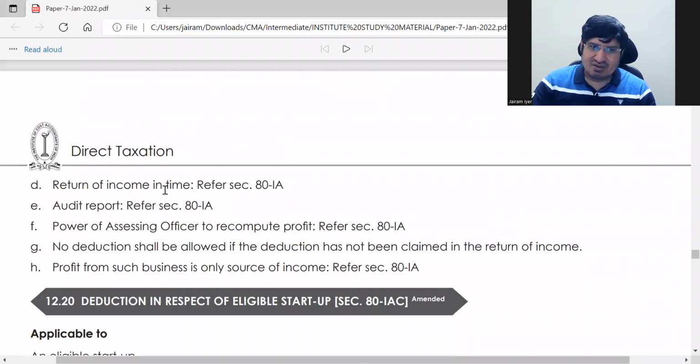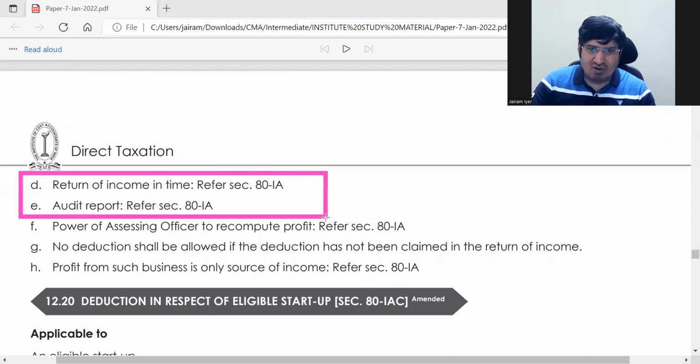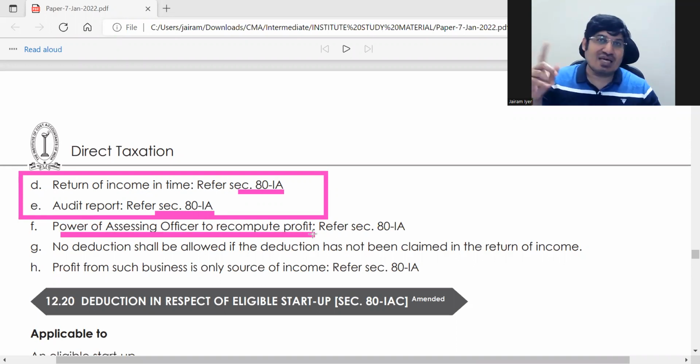ठीक है. So return of income should be in time, audit report. ठीक है, all these same provisions as 80 IA. 80 IA में जो हमने whatever form we have seen in 80 IA, ठीक है, it is all the same for return of income and audit report. ठीक है, just copy and paste. Okay, and power of assessing officer to recompute profit wherever जहाँ जहाँ धांधली हो रहा है.